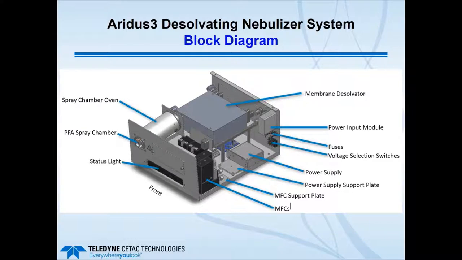In the front right corner, you see things that are denoted by MFC support plate and MFCs. Those are mass flow controllers, and those help to regulate the flow of the argon sweep gas and the nitrogen addition gas. And those are very important for tuning the system and getting the best signal and most stable signal.